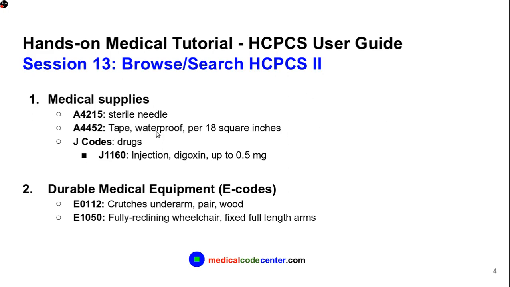So the first type of HCPCS Level 2 code is medical supplies. Also, I want to mention to you, when people talk about HCPCS code without mentioning Level 1 or Level 2, it usually means the Level 2 codes. So in the rest of this tutorial, I will just say HCPCS code, not saying Level 2 anymore. The first code I want to show is A4215, sterile needle. That's one medical supply. So let's go to the manual.